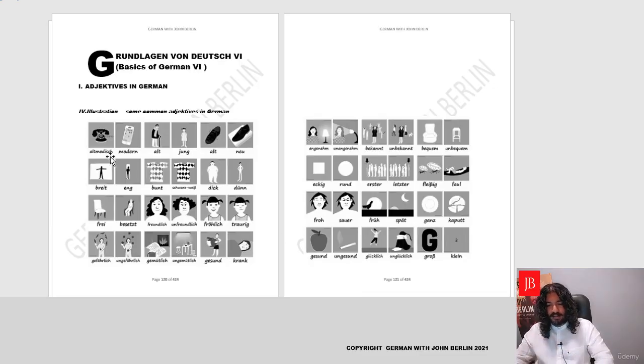It begins with altmodisch. So basically I could say, das ist ein altmodisches Telefon. That means it's an old style telephone. Aber das ist ein modernes Handy. That's a modern mobile. Perfect. So it's like old style and modern. These adjectives are written in pairs.